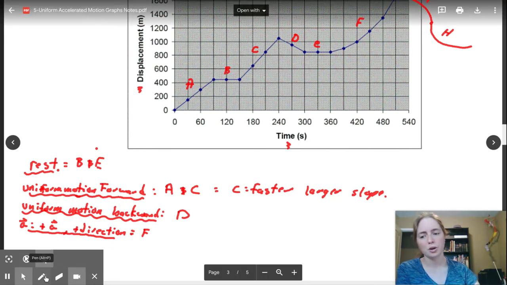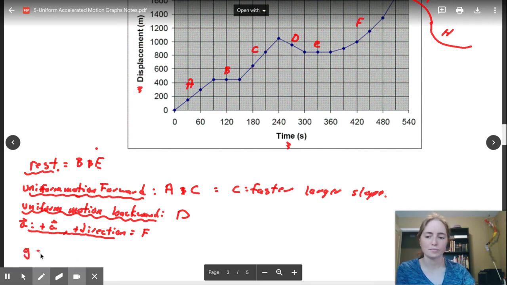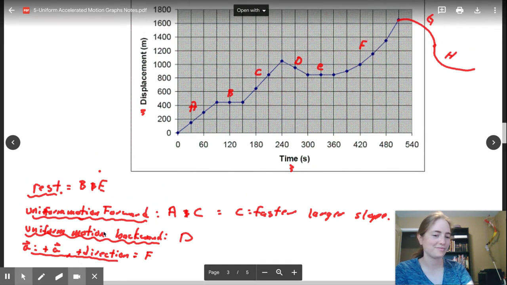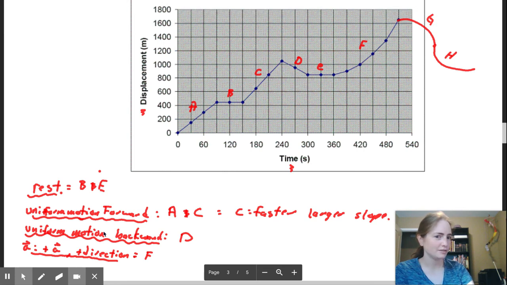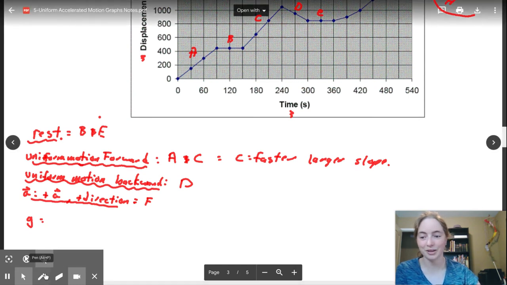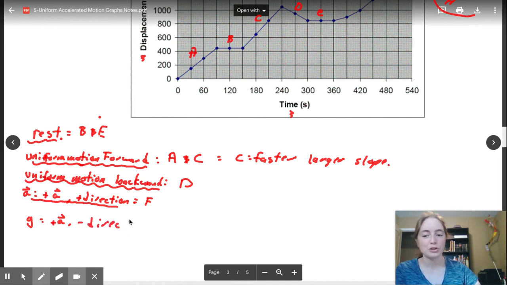Okay, what would G be? Go back and have a look at that graph again. What is G doing? It's curving, accelerating in the negative direction. Okay, so G is going to be positive acceleration in a negative direction. So that would be going faster west in this case.